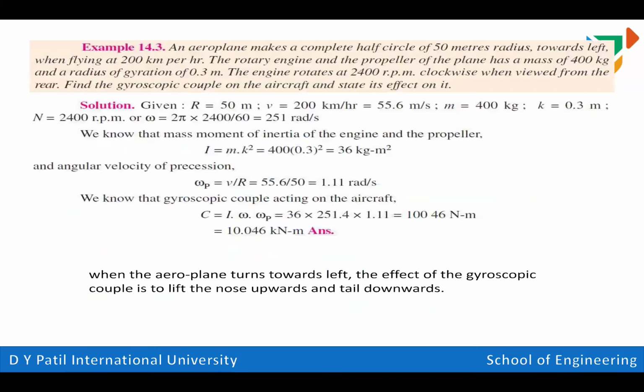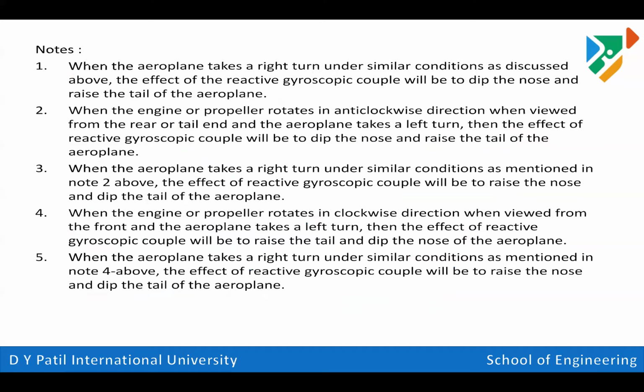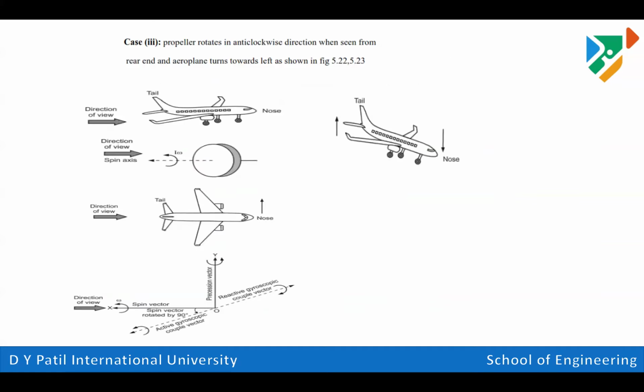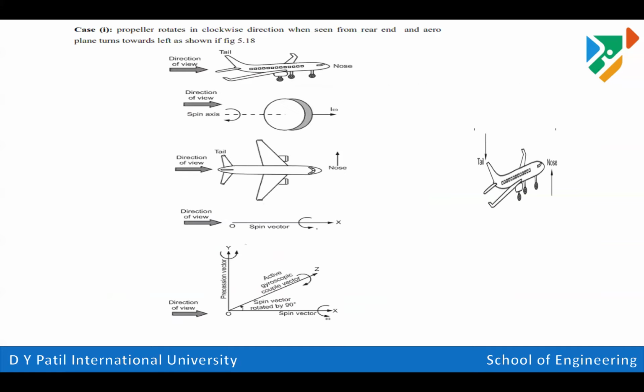Now, the important task is, suppose you have these four cases, we have discussed the different cases of aeroplane. Propeller rotates in clockwise direction, seen from rear end, aeroplane moves towards the left. Just we are turning that axis. So these are the spin axis, precession axis, and gyroscopic axis. Just we have to turn that thumb orientation towards left and right, and based on that, if you have the active gyroscopic couple in this direction, then reactive will act in opposite direction.